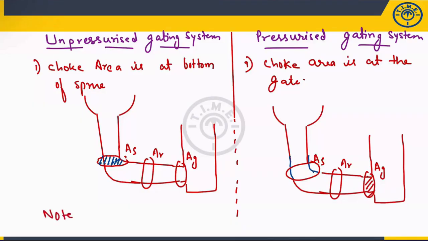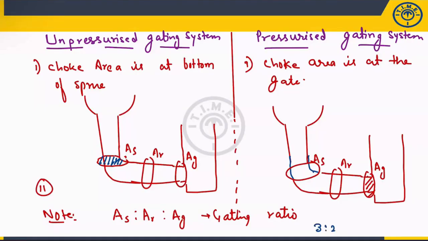So now one important note point: the area of sprue, area of runner, area of gate is called the gating ratio. So for example, if I want to ask you the second point, let us suppose I'm giving you the gating ratio in this manner, 3:2:1. So it is the unpressurized gating system. That means this gating ratio is indicating unpressurized or pressurized.